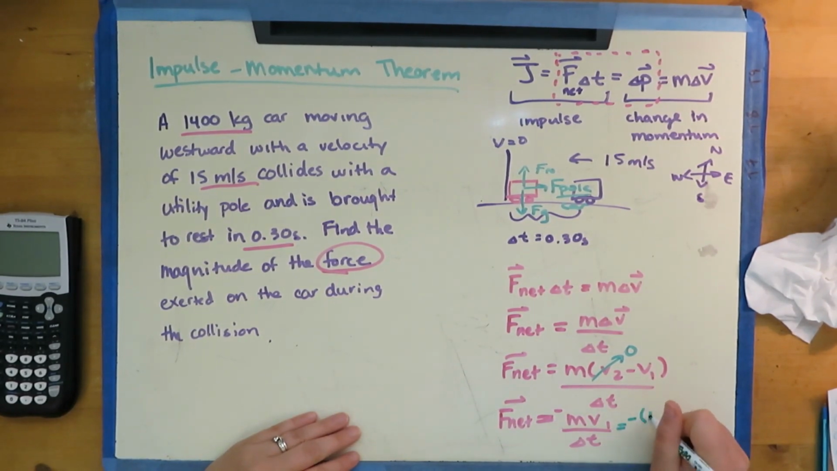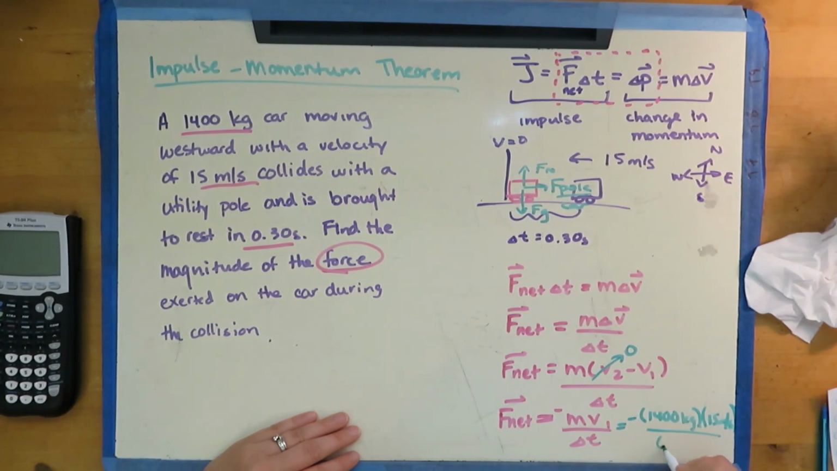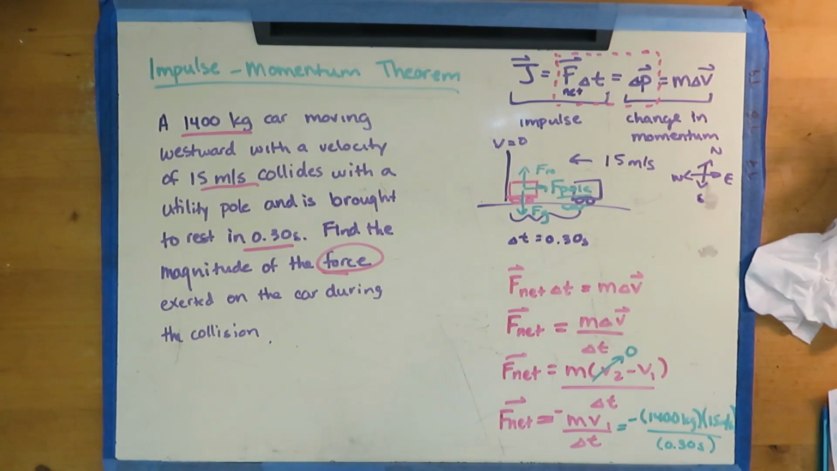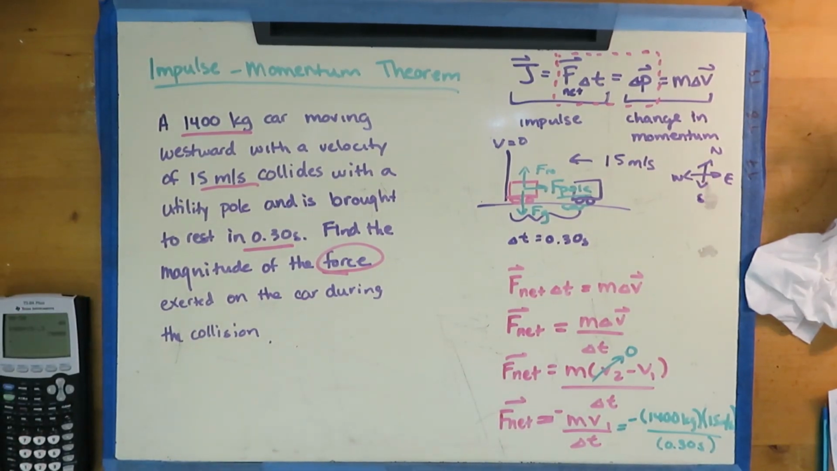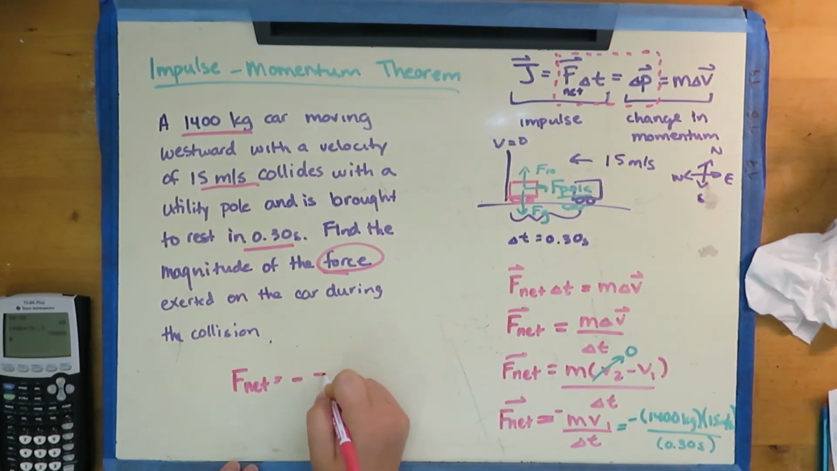So that is what my net force is going to equal. My mass is 1,400 kilograms. My velocity is 15 meters per second. Ooh, running out of room. And my time is 0.30 seconds. So if we plug this in, you get 1,400 times 15 divided by 0.3. So I get that my net force is going to be negative 70,000.